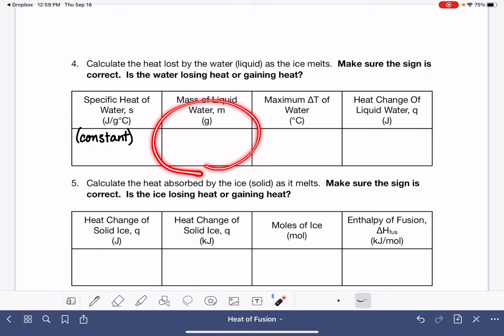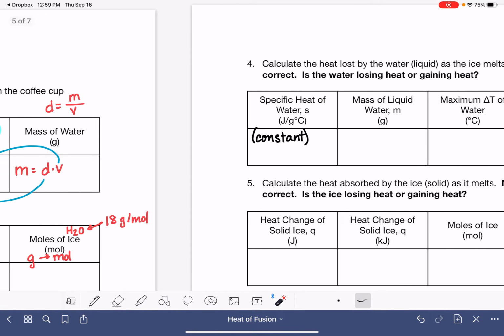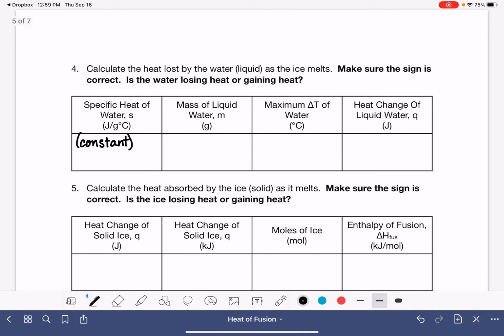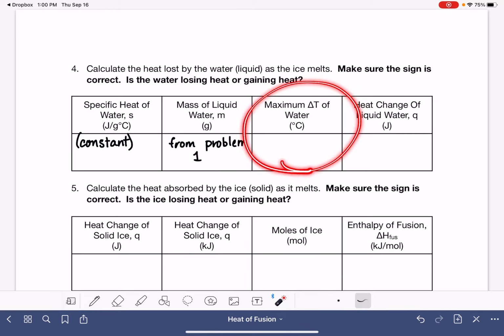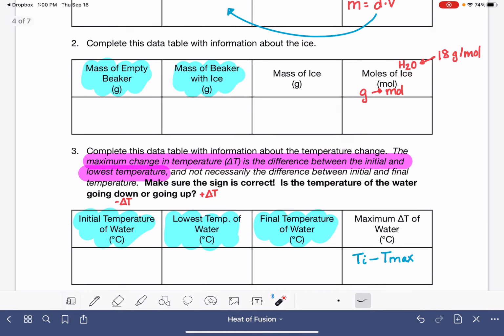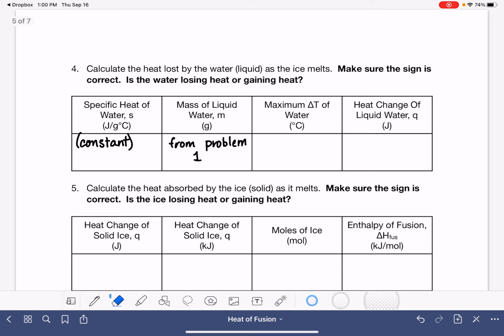You have your mass of liquid water, which you calculated right here. So the mass of this water. I'm going to just make a note in here that this is from problem number 1, the mass that you calculated. And then your max, and again, this is just for the liquid. And then you have the maximum temperature change for your water. So that is right here, your maximum temperature change. That is going to be from problem number 3. I'll make a note of that. From problem 3.